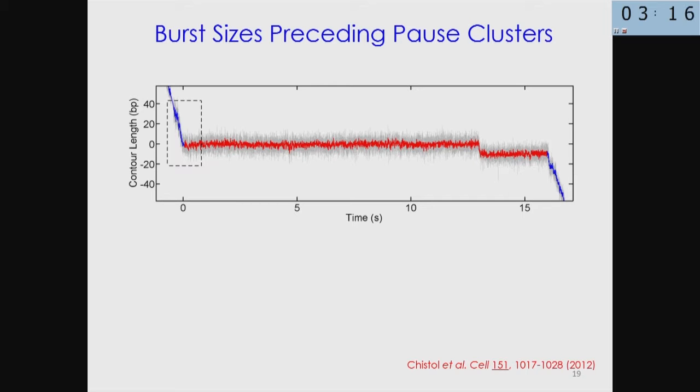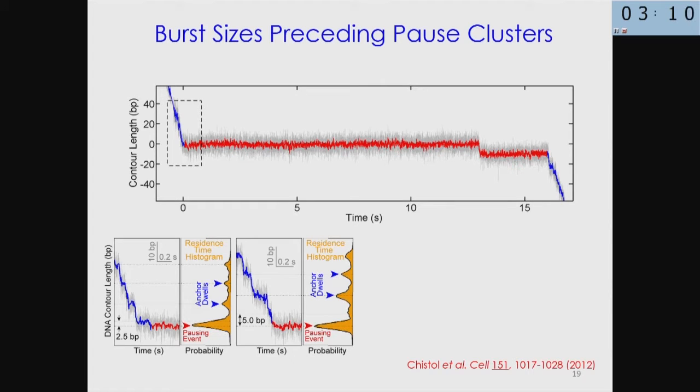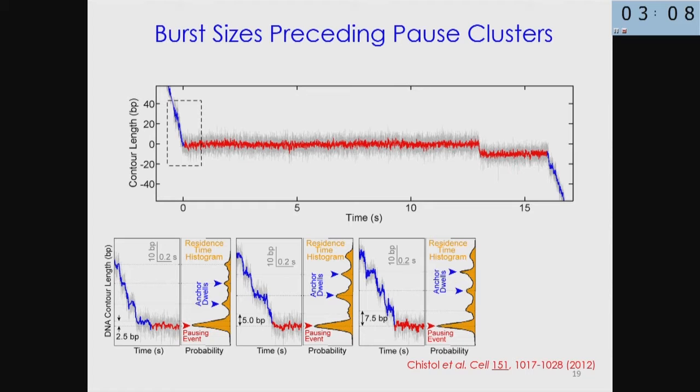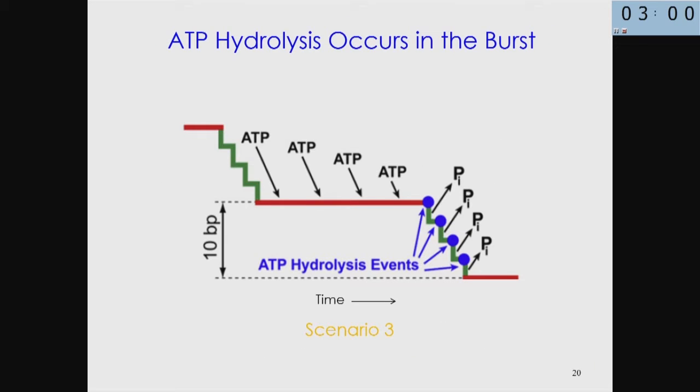It turns out that sometimes we see that the distance between the last dwell and the pause is 2.5 base pairs, sometimes 5 base pairs, sometimes 7.5 base pairs, sometimes 10 base pairs. So that clearly indicates that the hydrolysis of ATP by the motor occurs during the burst, right? Which is the prediction from this scenario. Well, you may also ask, for example, where is ADP released from the motor?